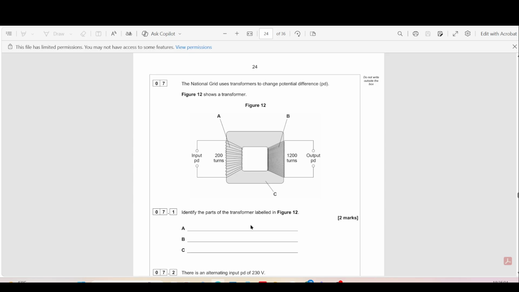National Grid uses transformers to change potential difference. Identify the parts of the transformer labeled in Figure 12. C is the iron core. And then A is a wire, the primary coil, and B is the secondary coil, towards the output.